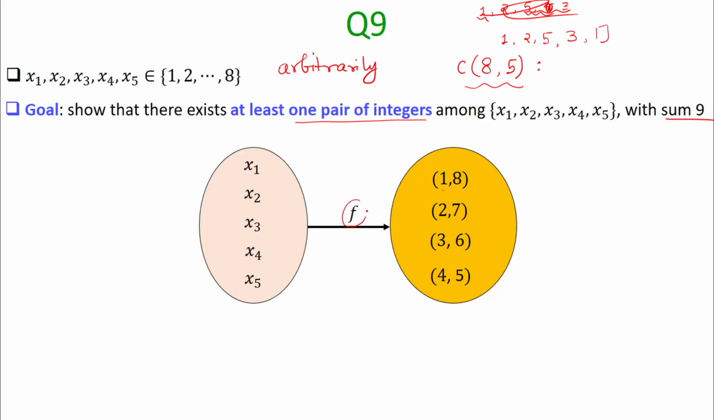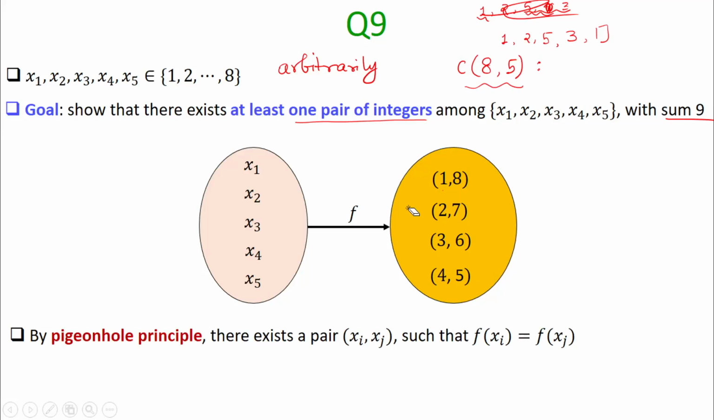And my function f basically maps these xi values to the corresponding ordered pair. Depending upon whether x1 is 1 or 8, I will say that f of x1 is 1, 8. If x1 takes either the value 2 or the value 7, then I will say f of x1 is 2, 7. If my x1 is either 3 or 6, then I will say that f of x1 is 3, 6. If x1 is either 4 or 5, then I will say that f of x1 is 4, 5. That's the interpretation for my mapping f.